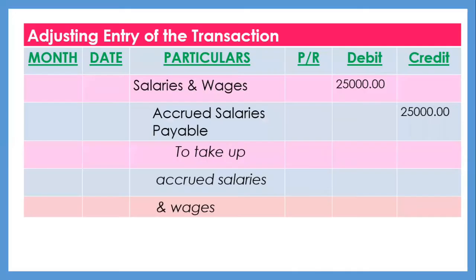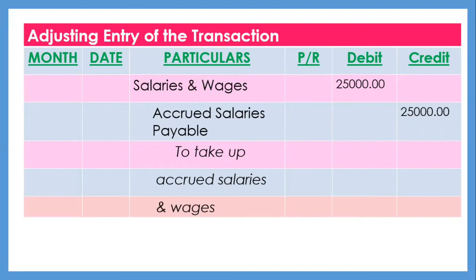In doing the journalizing, we will debit salaries and wages, that would be 25,000 pesos, and we will credit accrued salaries payable, that would be 25,000 pesos as well. And our brief description would be to take up accrued salaries and wages. Later on, we will discuss why we debit salaries and wages and why we credit accrued salaries payable.